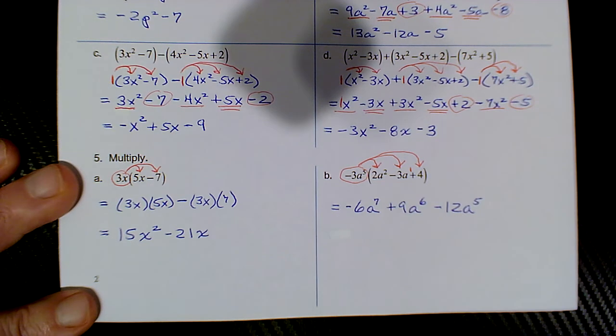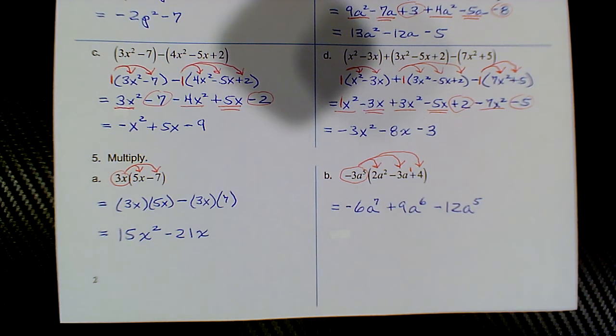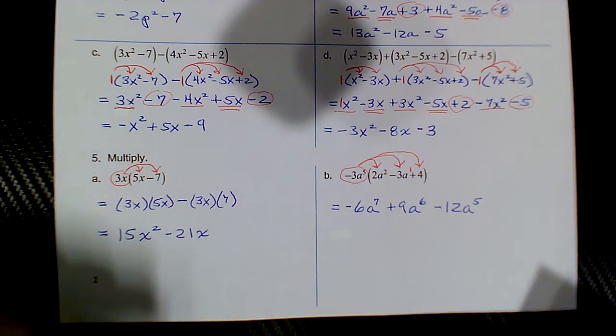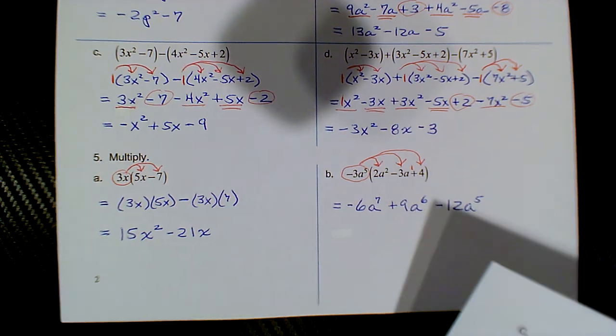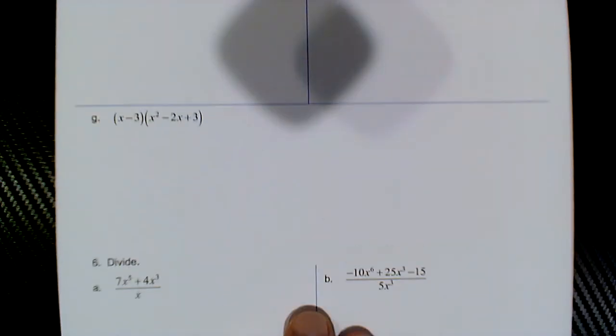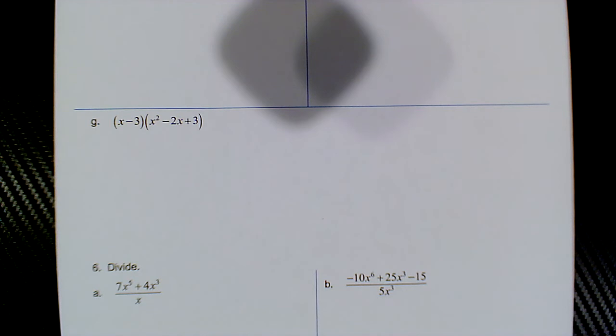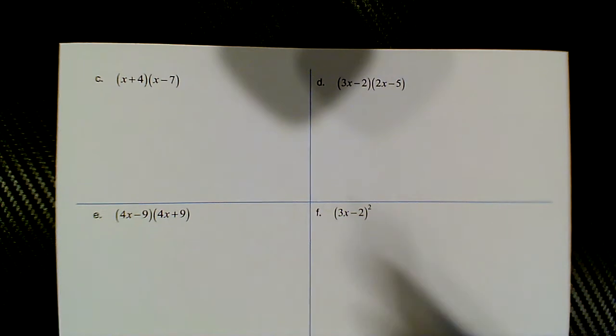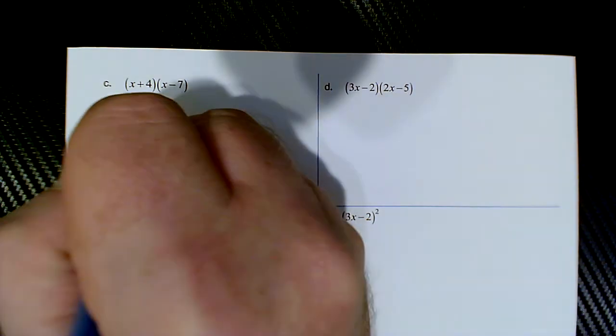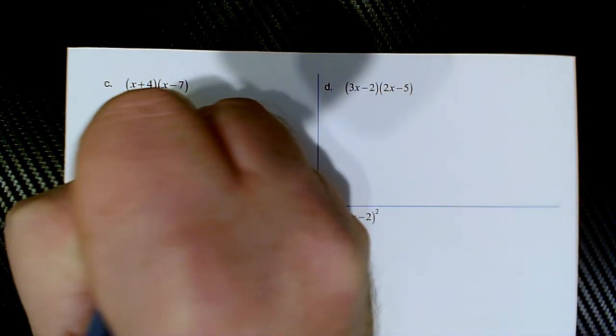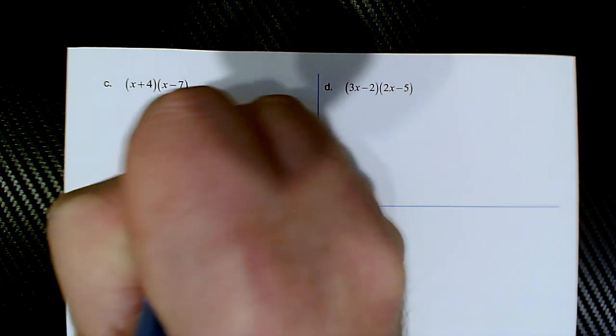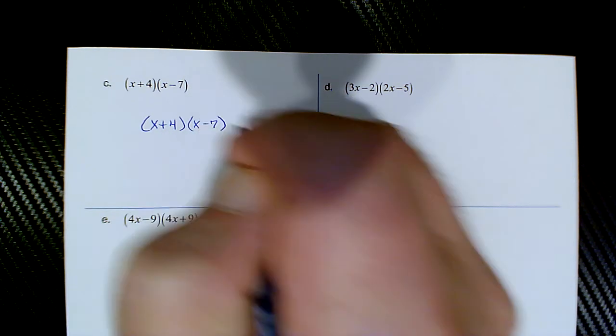Okay, so then the final page is a bunch more multiplication and finishing up with a couple divisions. So, looks like some examples of FOIL. So I'll rewrite this in the middle so I could show the FOIL process. Remember, binomial times a binomial is FOIL.